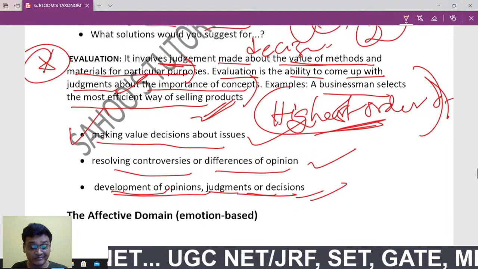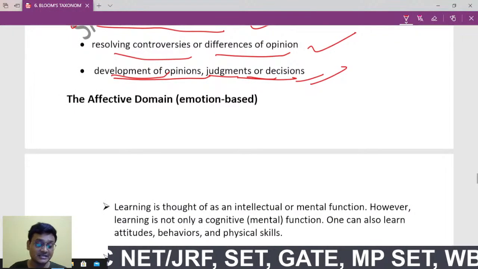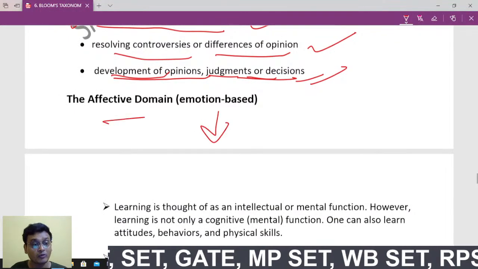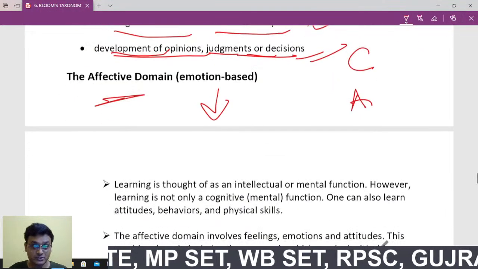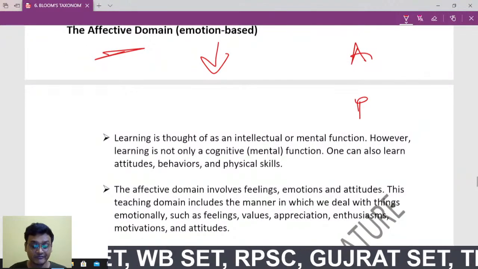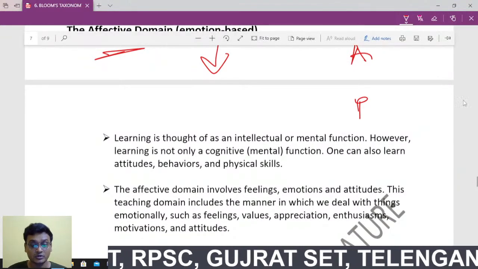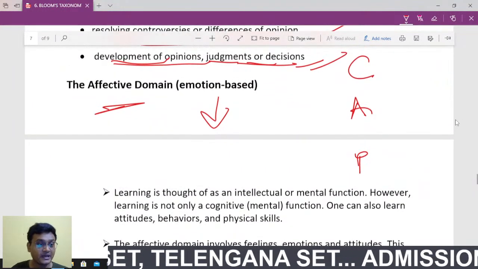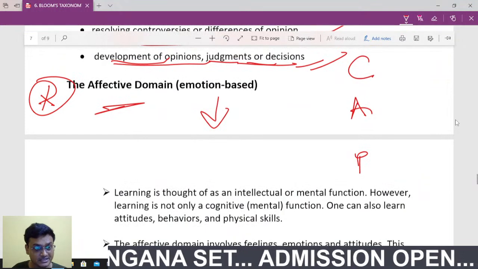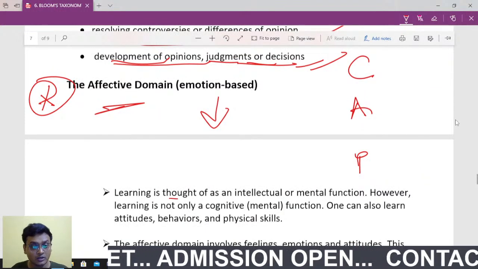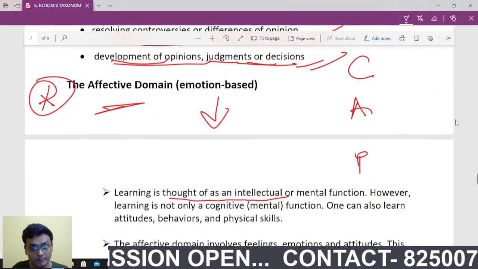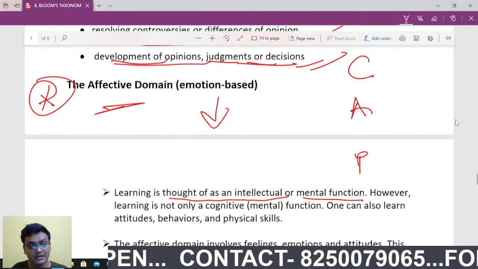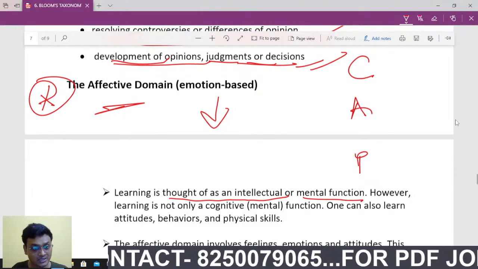Now let's talk about the affective domain. Earlier I had discussed that it is based on emotion. So I had talked about CAP: cognitive, affective and psychomotor. Earlier I discussed cognitive. Now, what is affective? The affective domain is actually emotion based. Learning is thought of as an intellectual or mental function.